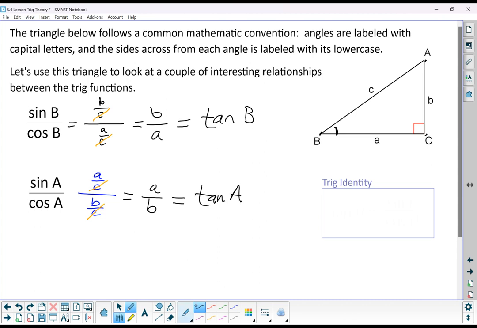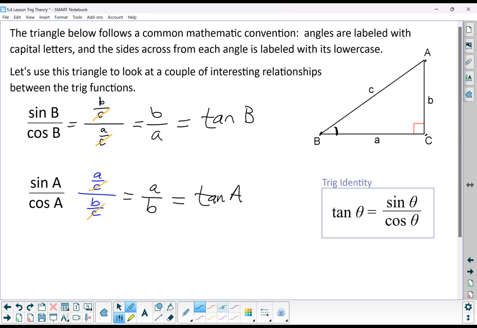So this is called the tangent identity, and that is that the tangent of any angle is equal to the sine of the angle divided by the cosine of the angle. Generally speaking, we can cancel out the hypotenuse is kind of what's happening here.